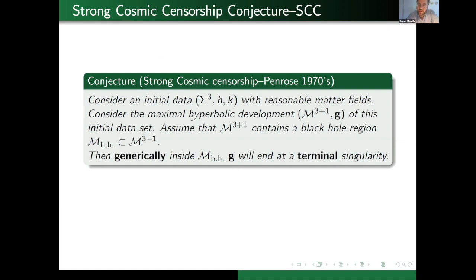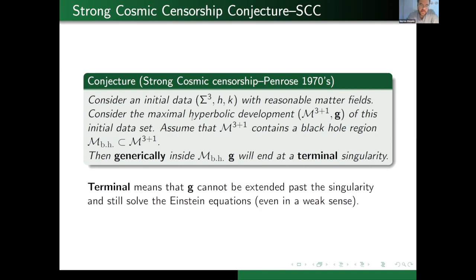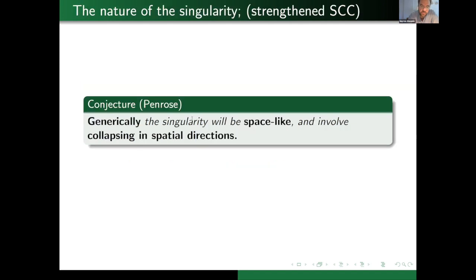Okay, it's just that. So it doesn't predict what the singularity would have to be, the nature of the singularity in any way. It just says that the solution ends in the sense that you couldn't construct any solution past it, even in a weak sense. Okay, so it's a bit loosely formulated. For example, it says that what we saw in Kerr, in the precise Kerr solution, that's the exception. Okay, and in general, you should terminate at a singularity.